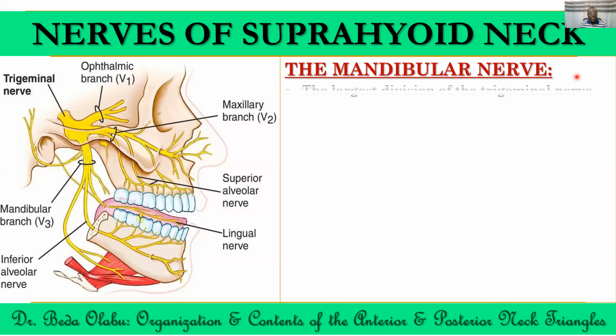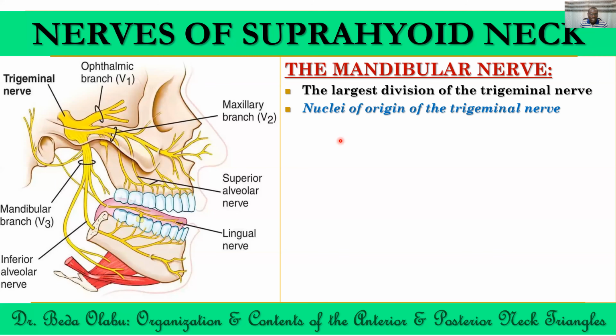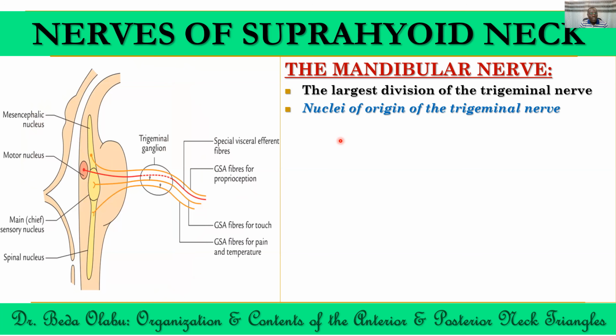So the mandibular nerve is the largest division of the trigeminal nerve, basically. We can understand it in the context of the trigeminal nerve. So if you are to talk about the origin of the mandibular nerve, we'll say it arises from the trigeminal nerve at the level of the trigeminal ganglion, but the nucleus of origin, we'll have to trace that to the trigeminal nerve itself. So trigeminal nerve has 2 nuclei of origin.